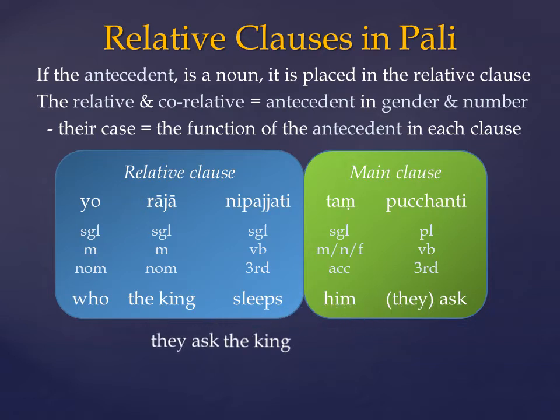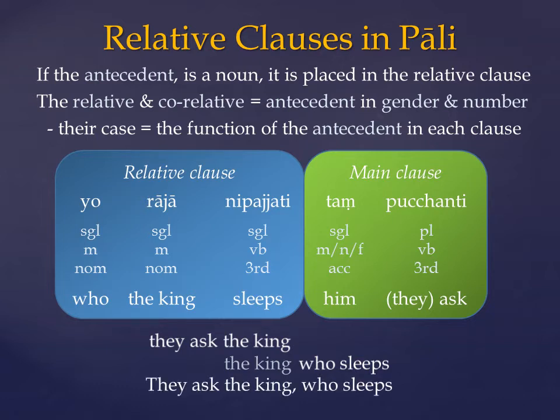So the main clause will read, they ask the king, while in the relative clause, the relative pronoun yo and the king are both in nominative case, and they will be the subject of the third-person verb sleeps. So the relative clause reads, the king who sleeps. And of course, placing these two clauses together, we get, they ask the king who sleeps. Now, I'm going quite slowly, as this process can be a little bit baffling at first, and looking at some more examples will hopefully help.